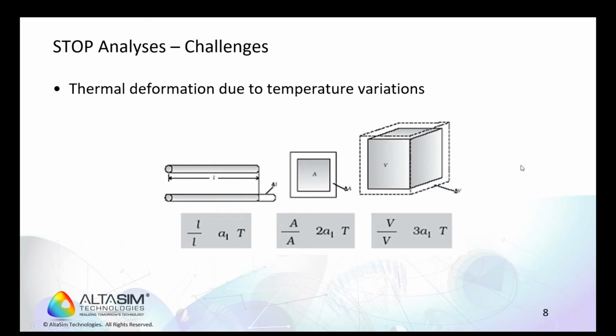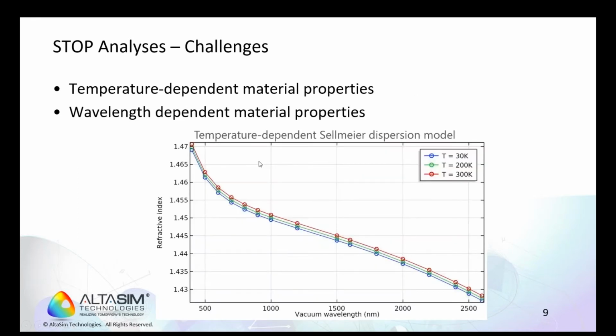So let's talk a little bit about how the structure heats. When a structure heats, it's going to expand. Whether we think of that as a change in length, a change in area, or a change in volume, a temperature increase is going to produce a structural increase, and conversely, a temperature decrease is going to reduce the structure size. These thermal deformations need to be included in the STOP analysis. Now, other thermal challenges for STOP analyses are the effect of the temperatures on the optical properties. Optical properties of materials often vary with temperature and also wavelength, as you see here. So any STOP analysis may need to include the effects of temperature change on those material properties.